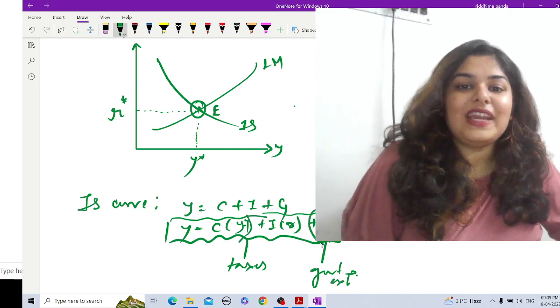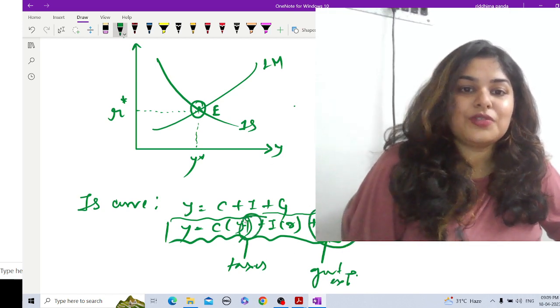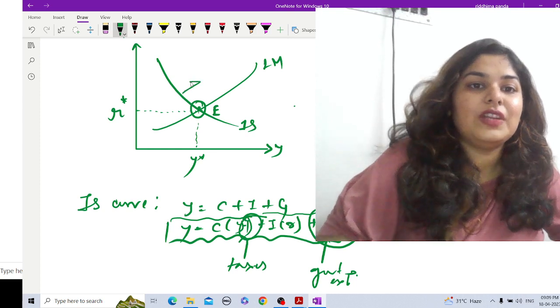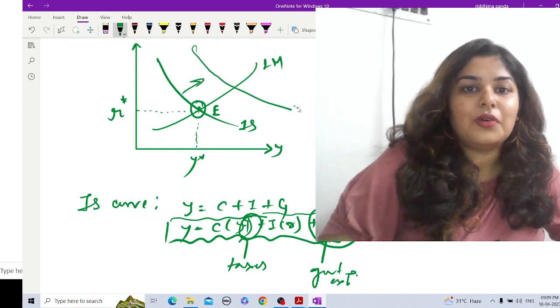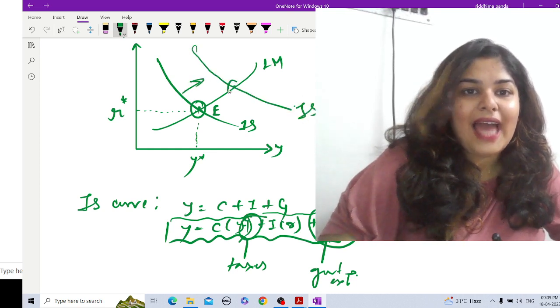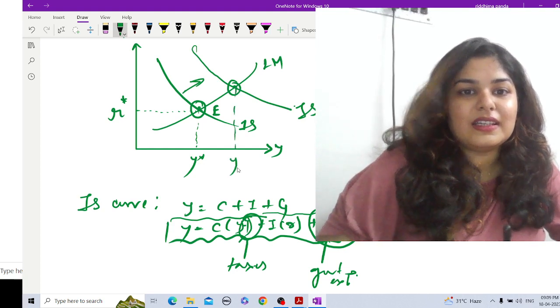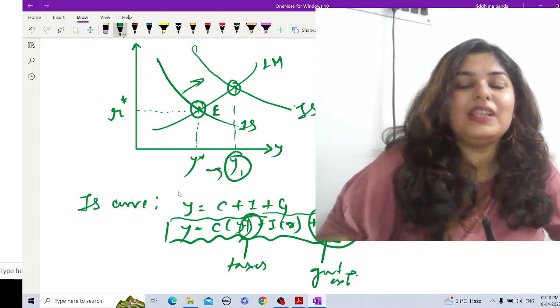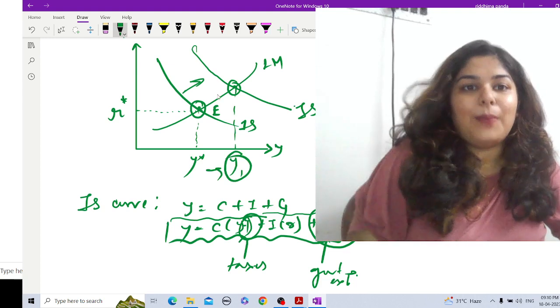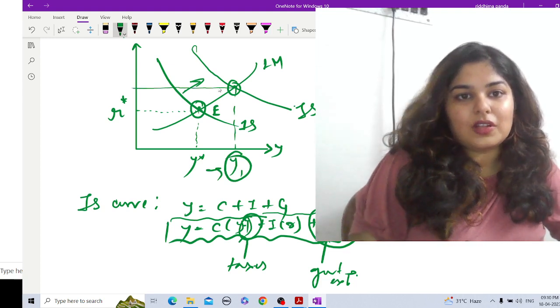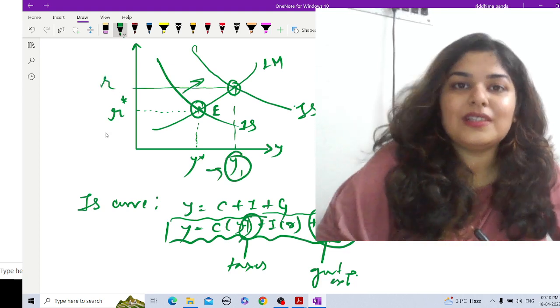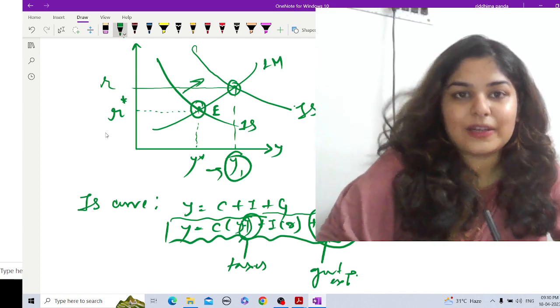So if I increase G or reduce T, the IS curve will shift to the right, and the income in the economy will increase. But our rate of interest will also increase in order to maintain the equilibrium in both markets.